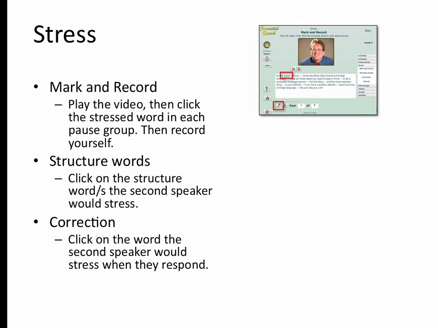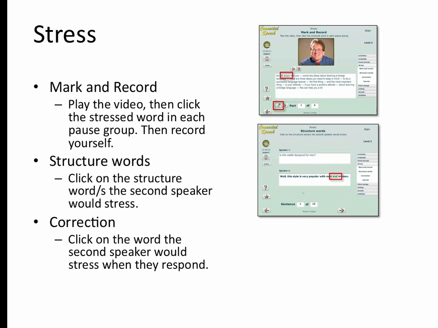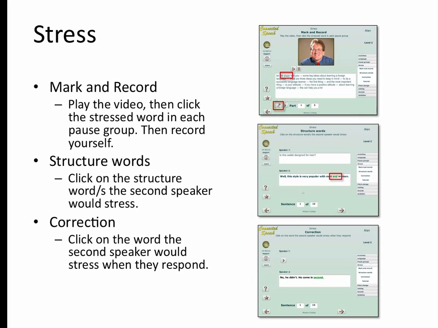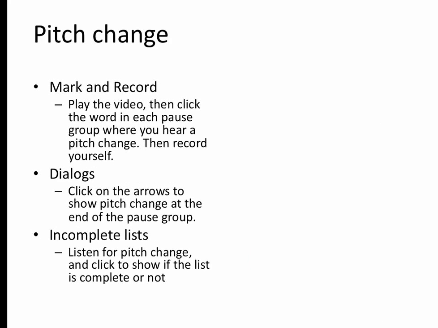For structure words, you'll click on the second speaker's word. In other words, you'll read the first speaker's sentence, the second speaker's sentence, and decide which word the second speaker would stress. In the correction exercise, you'll listen to the sound file and click on the word the second speaker would stress when they respond.